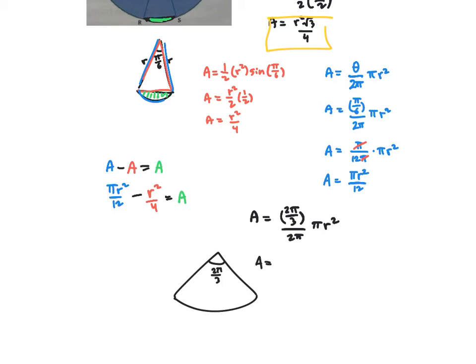Let's reduce a little bit here. These pi's will reduce, so this part of the expression reduces to 1/3. So I'll get pi r squared over 3. That's the total area. So I'm going to take that total area minus both the green area and the yellow area.